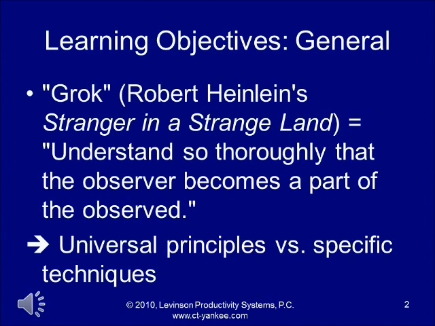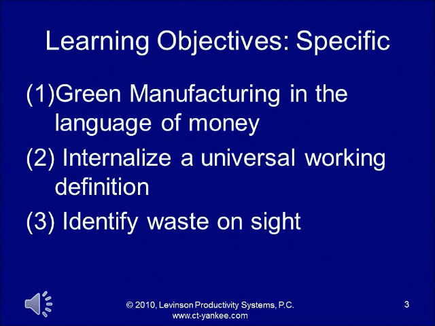And what we're going to look at is universal principles versus specific techniques to implement green and sustainable manufacturing. Next, the specific learning objectives or takeaways: first, we're going to look at green manufacturing in the language of money, how it affects the bottom line. That's how you sell any program to upper management. Next is to internalize a universal working definition. And third, learn to identify waste, whether of material or energy, but especially material, on site.